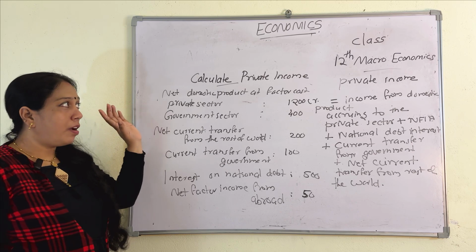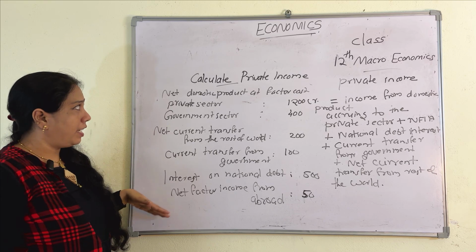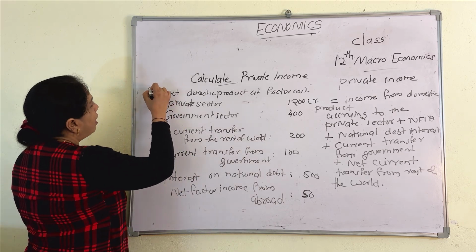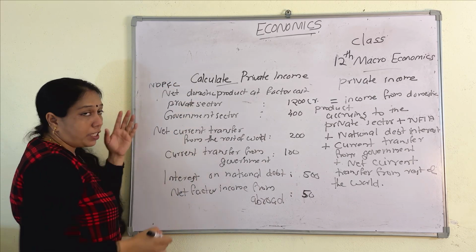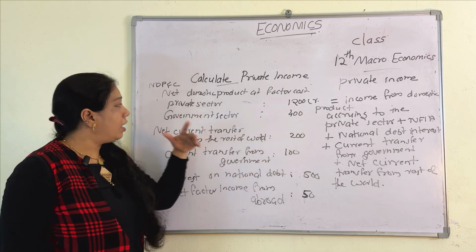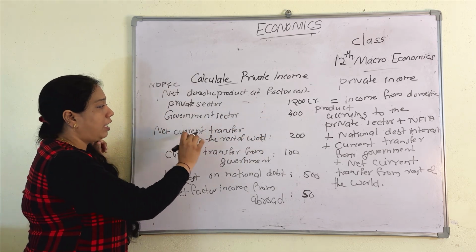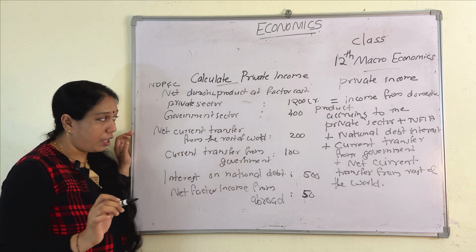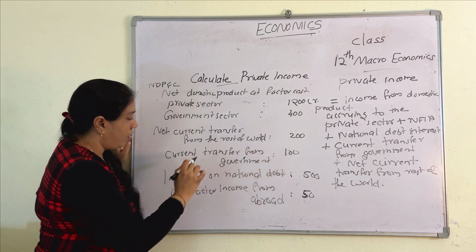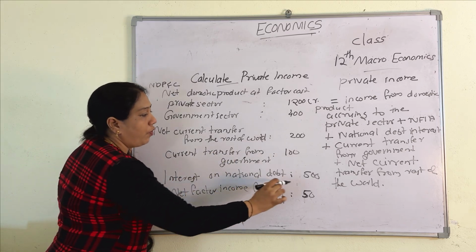Now we'll solve the private income problem. First problem: calculate the private income. The available data: net domestic product at factor cost, NDP at FC, that is domestic income. Domestic income of the private sector is 1200 crore. Domestic income of the government sector is 400 crore. Net current transfer from the rest of the world is 200 crore. All these are in crores. Current transfer from the government is 100 crore. Interest on national debt is 500 crore. And net factor income from abroad is 50 crore.